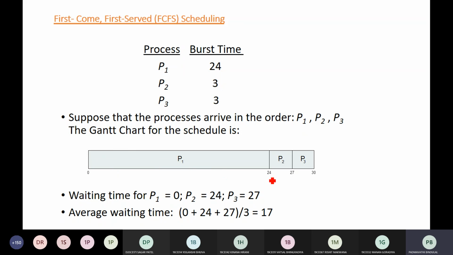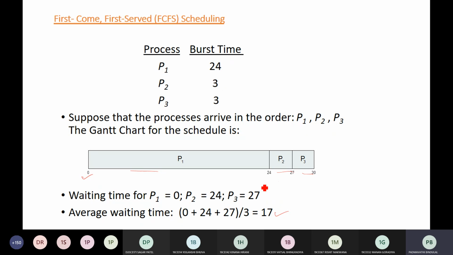The first process is executing for 24 seconds, P2 is executing for 3 seconds, and P3 is executing for 3 seconds. If you see the waiting time of the processes, all the processes came at the 0th second, so P1's waiting time will be 0. P2 came at the 0th instant but started executing at the 24th instant, so its waiting time will be 24. P3's will be 27. You can draw the tables and verify it. So the average waiting time, if you see, is 17.